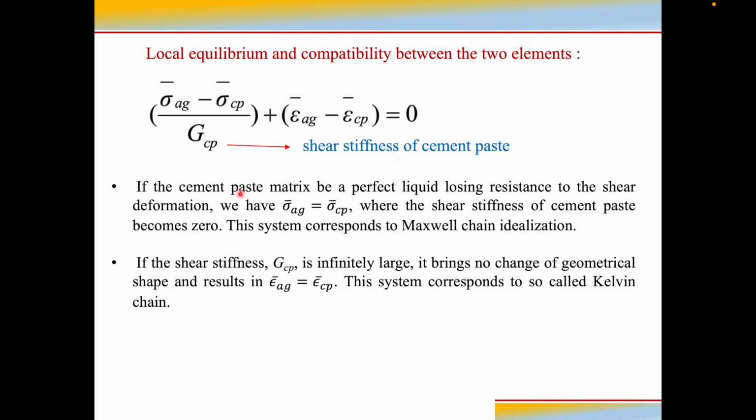And from this equation, we can say that if the cement paste matrix is a perfect liquid that loses resistance to the shear deformation, we can have stress of aggregate equal to stress of cement paste. In this case, the shear stress of the cement paste becomes 0. In the opposite way, if the shear stiffness GCP is infinitely large, it brings no change of geometrical shape and results in strain of aggregate equal to strain of cement paste.